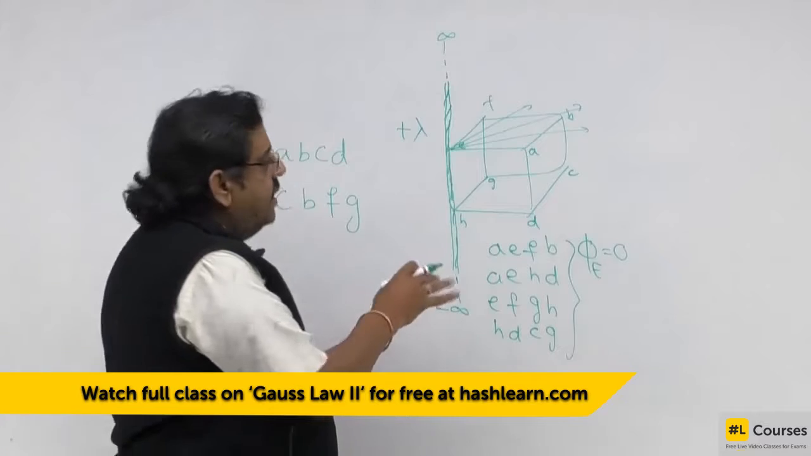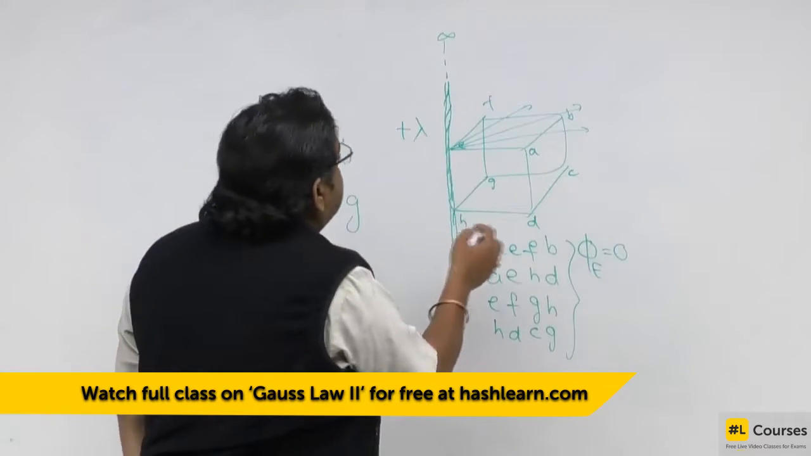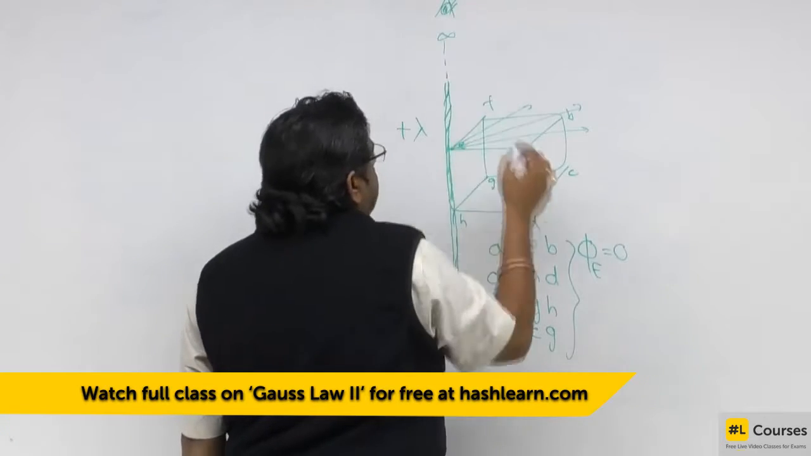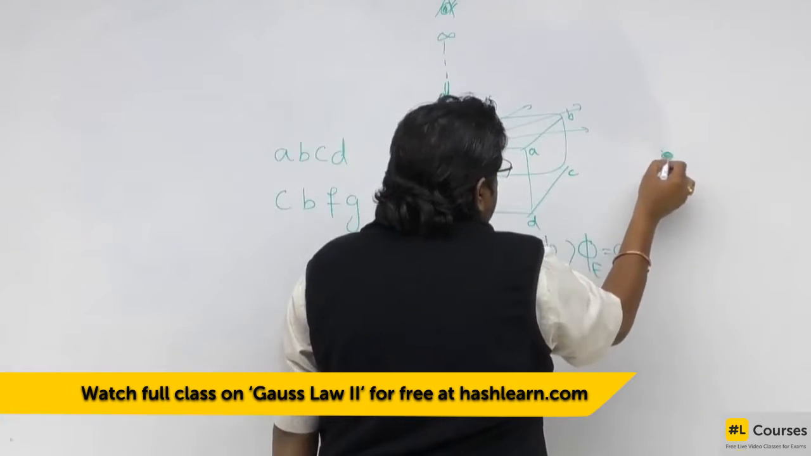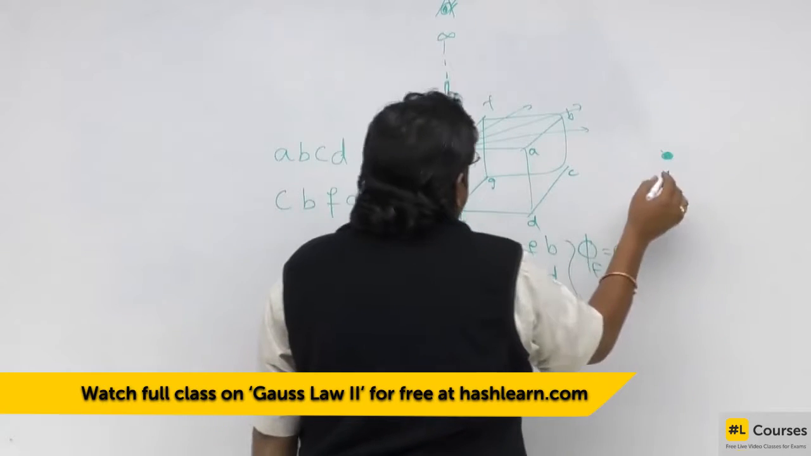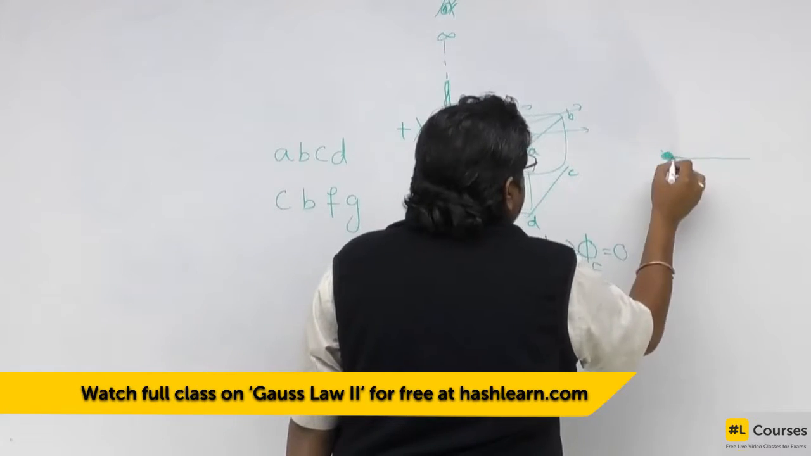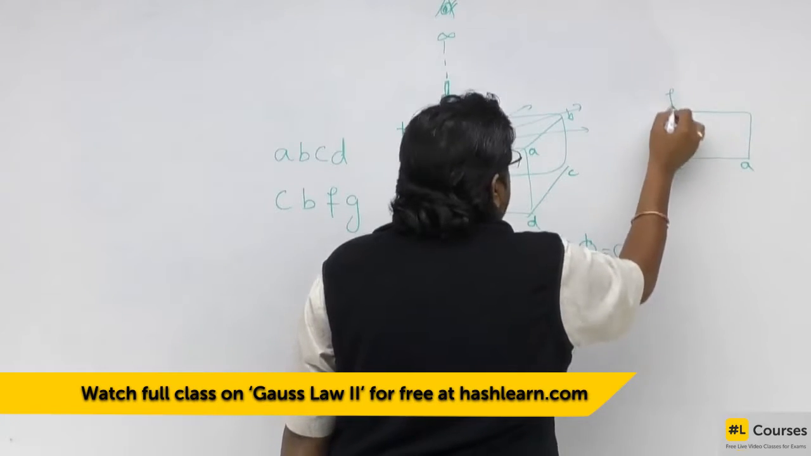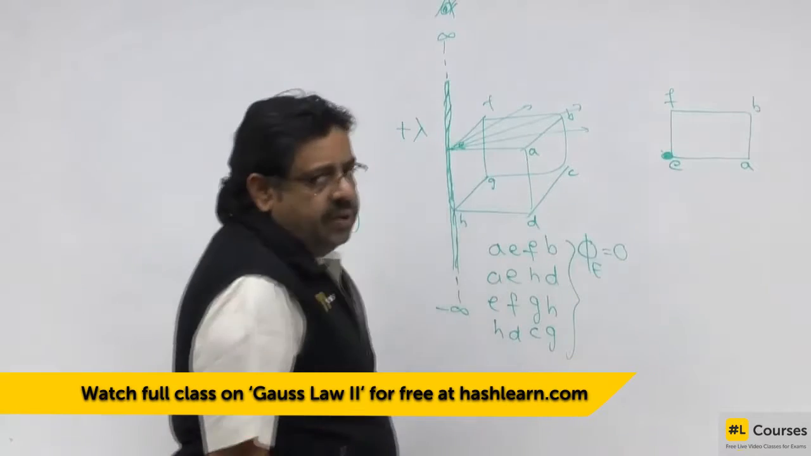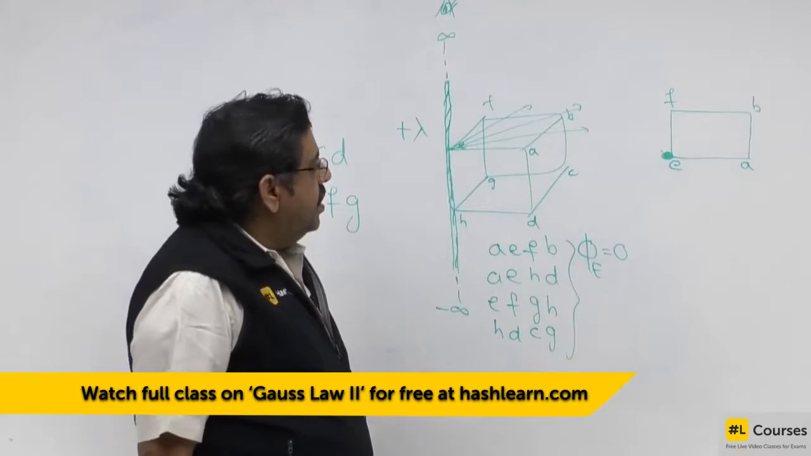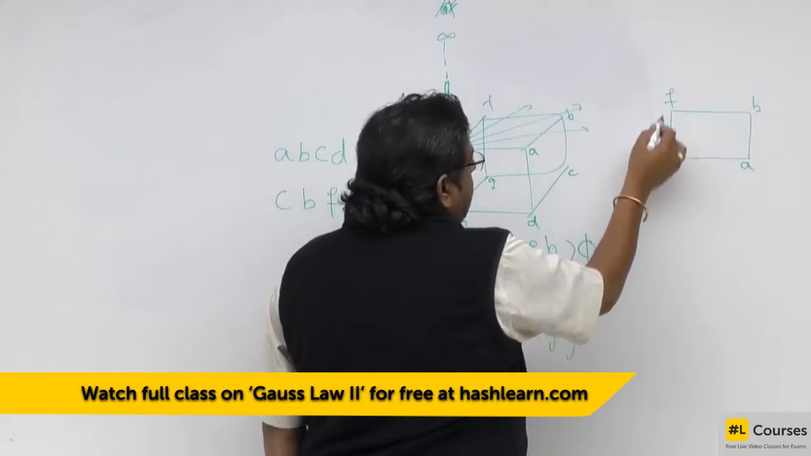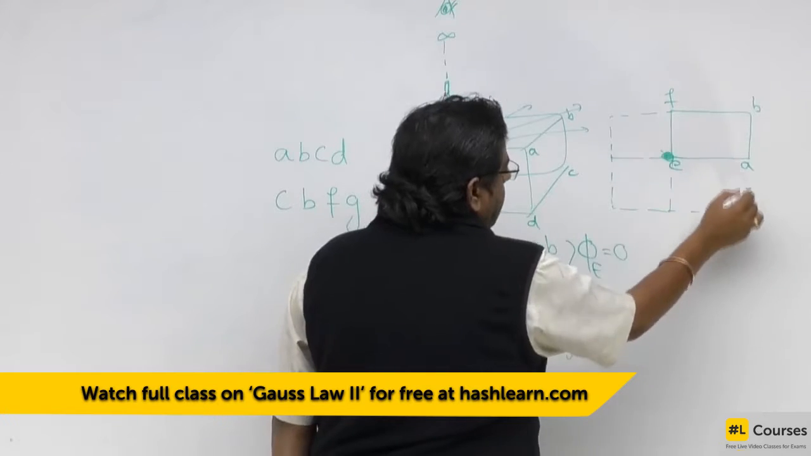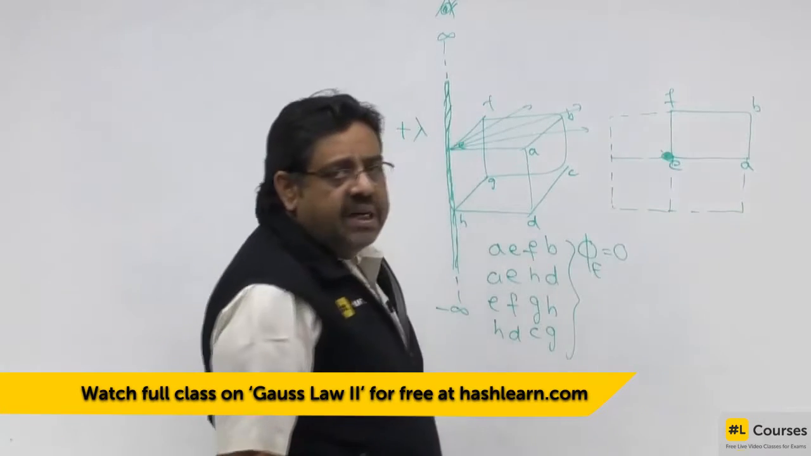Now, if I look at the system from the top, it looks like this. This is the wire, the tip of the wire, and this is A, this is E, this is F, this is B. That is how it looks if I see from the top. So, if I imagine there are other three cubes kept beside the first cube.